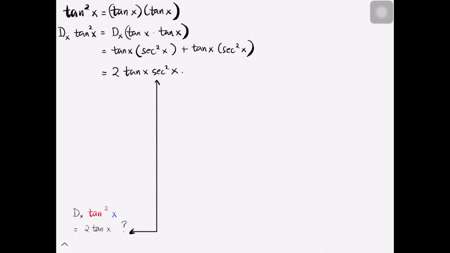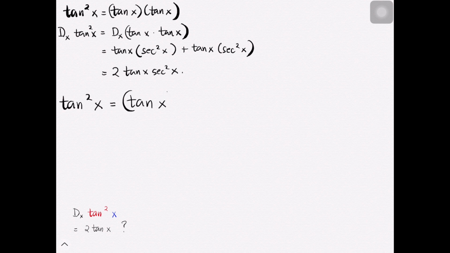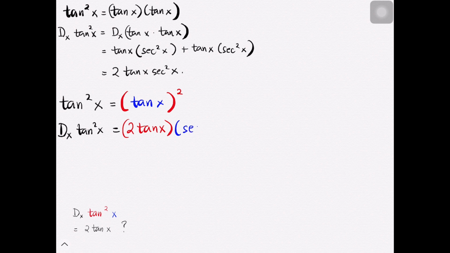That is, if we have higher order functions for trig functions, we still have to use chain rule. Notice that when we say tan squared x, this is the same thing as the square of tan x. And so we can actually rewrite it this way. And so applying chain rule by inspection, we first get the derivative of the outside function. That would be this time 2 times the inner function tan x times the derivative of the inner function, which is the square of secant x. And there, the answers are the same.